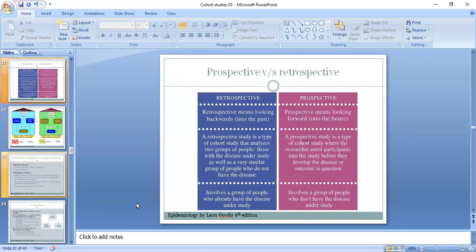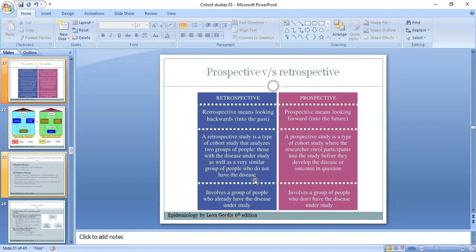So, the difference between the prospective and the retrospective cohort study. Retrospective means looking backwards into the past, while prospective means looking forward into the future. A retrospective study is a type of cohort study that analyzes two groups of people, those with the disease under study as well as a very similar group of people who do not have the disease. While the prospective study is a type of cohort study where the researcher enrolls participants into the study before they develop the disease or the outcome in question.